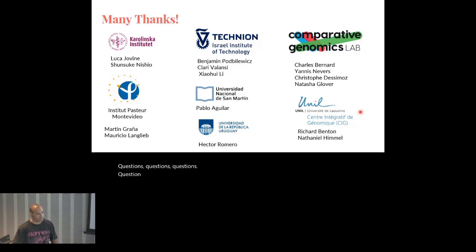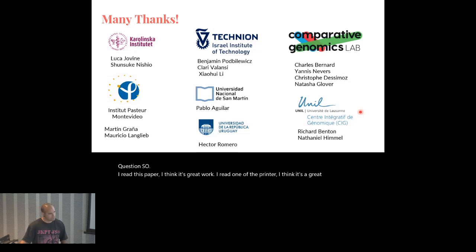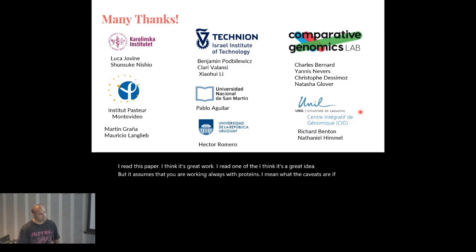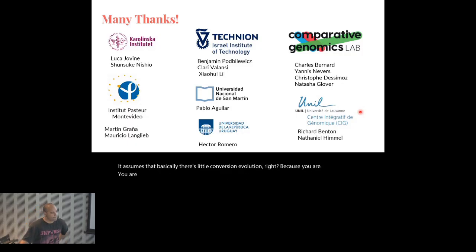So I read this paper, I think it's great work. I read one separate preprint. I think it's a great idea, but it assumes that you are always working with homologous proteins. What are the caveats? It assumes that there's little convergent evolution, right? Because you're taking your inputs based on the positive alignments. So are you applying some heuristics or something to check for that?